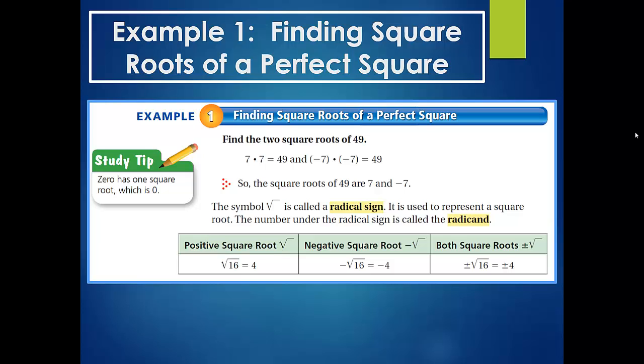And if you want the answer to be both positive and negative, you'll put a plus and a minus sign in front of the radical sign, so that when you find the square root of 16, you will have plus or minus 4. So you'd have positive 4 and negative 4 for this answer.